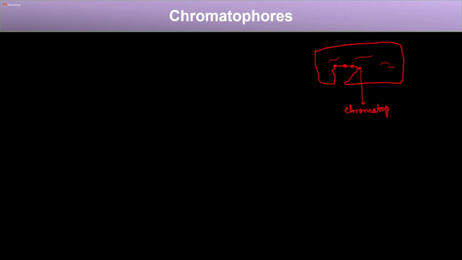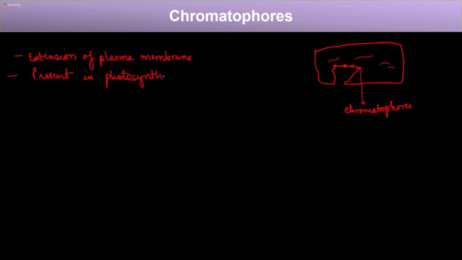So what do these chromatophores do? First of all, these chromatophores are again an extension of the plasma membrane, just like mesosomes. But they are present exclusively in photosynthetic bacteria. Okay. So the mesosomes do not have any role in photosynthesis, but chromatophores are present only in the cells that do photosynthesis. Okay. So these are present in photosynthetic bacteria.